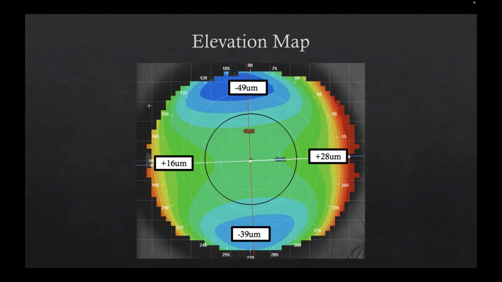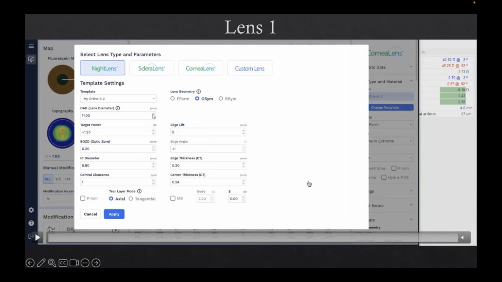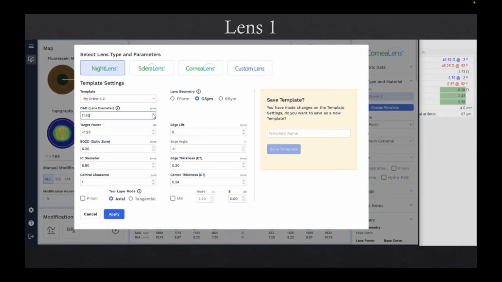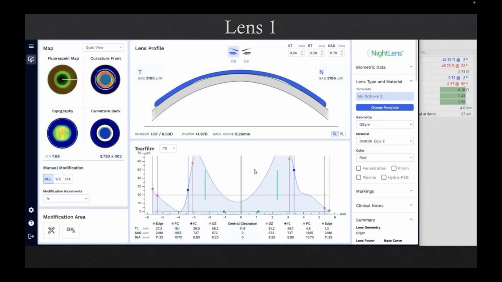So that's what I'm going to choose for this case. And so what I did here was I just kind of took you through me designing. I measured the HVID at 12.1. I generally set that at about 95%, so that's 11.7. And I just jacked up the target power of the lens, the plus, it defaults to 125. I jacked it up to a +2 because this is a pretty high minus case.